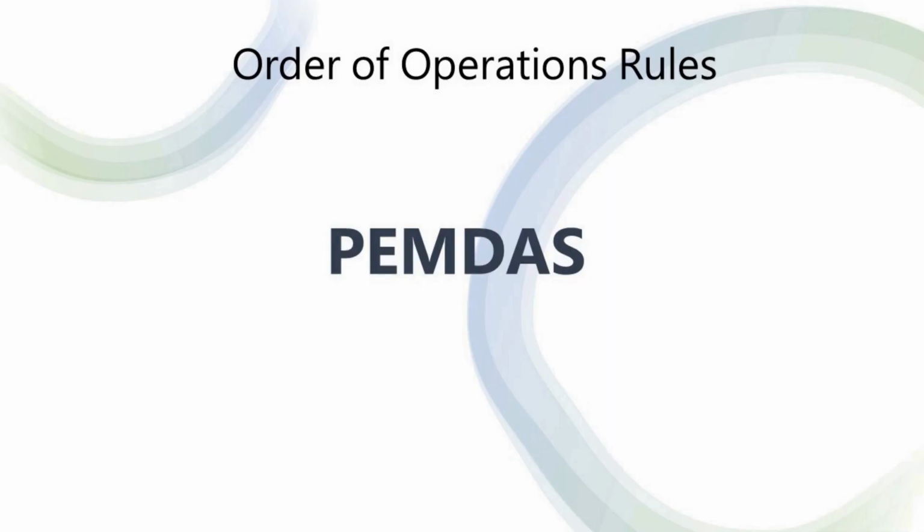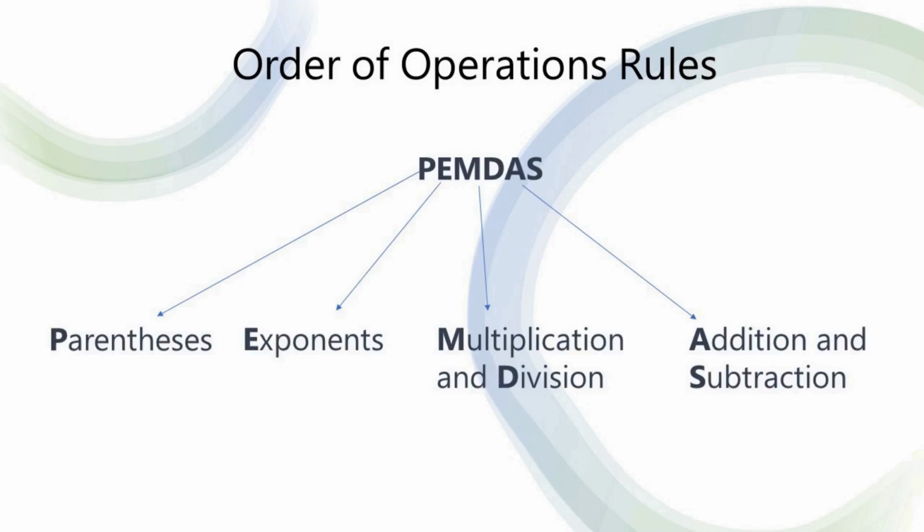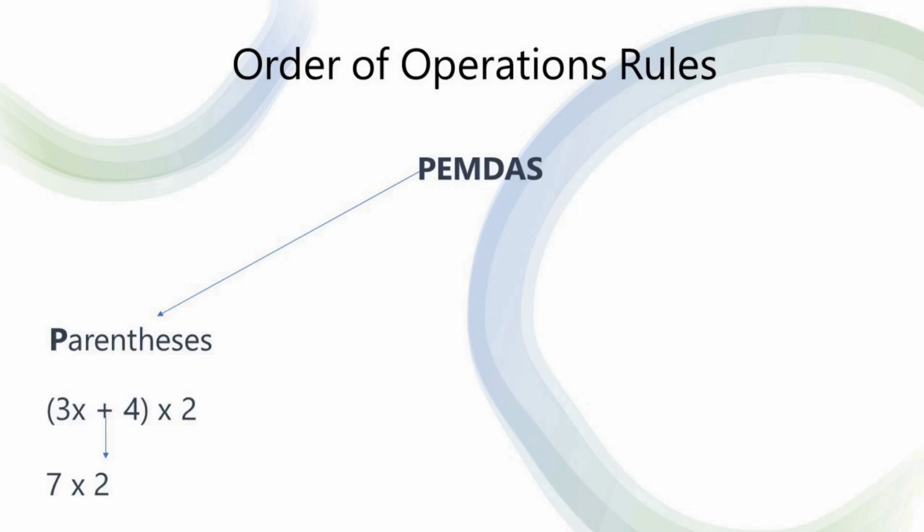The acronym PEMDAS can help you remember the order: parentheses, exponents, multiplication and division, addition and subtraction. The letter P stands for parentheses, which means perform operations inside parentheses first. For example, in the expression (3 + 4) x 2, you add the numbers inside the parentheses first, giving you 7 x 2.